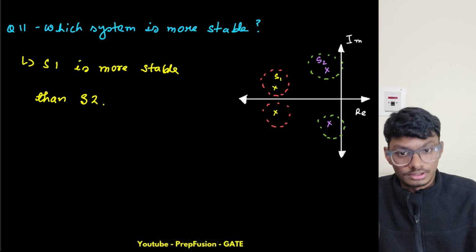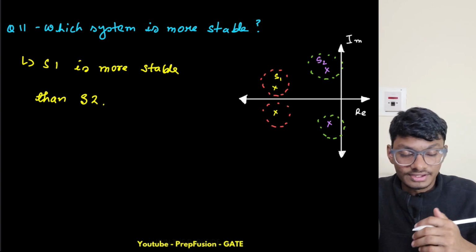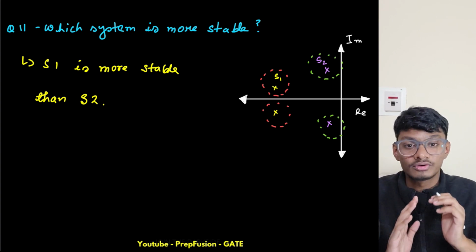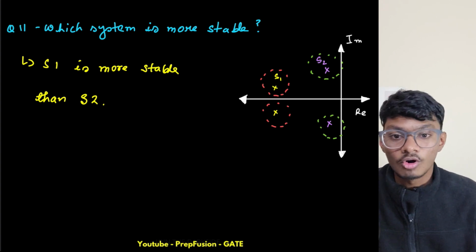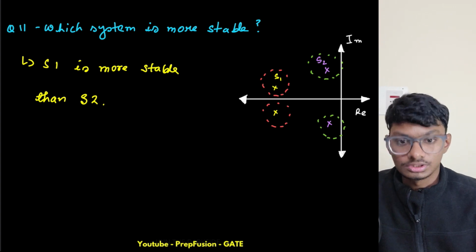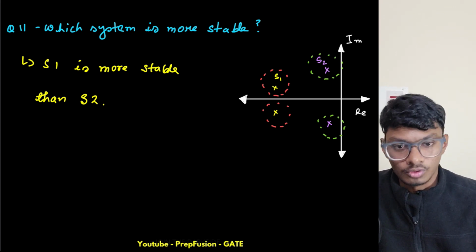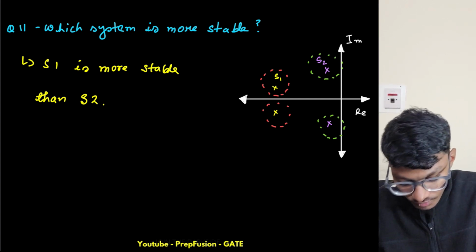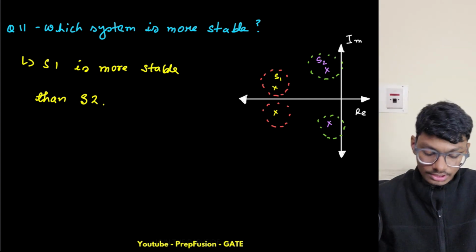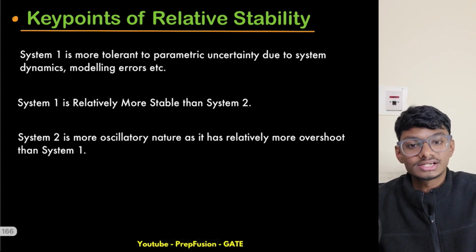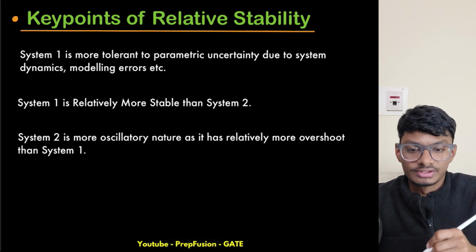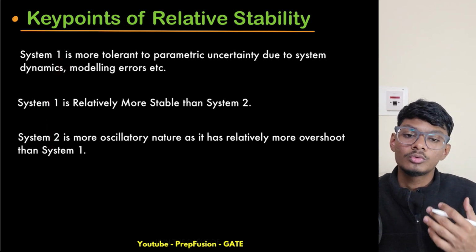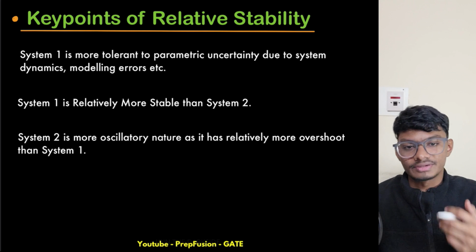So keep on revising. You shouldn't forget the previous chapter. If you study and then forget, that is of no use. You have to crack the exam, and for that you have to keep on revising the previous subject and keep solving its questions. Very, very important. So S1, S2, all those things: S2 has more oscillatory nature, so obviously it will be less stable than system 1. All these things are telling us the same thing, but I told you in 3 different ways.